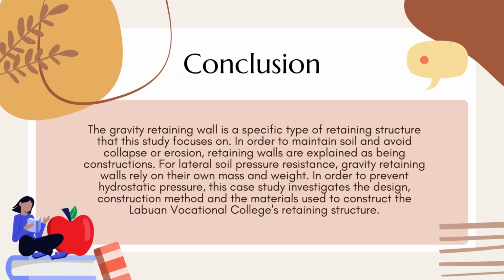So, in conclusion, the gravity retaining wall is a specific type of retaining structure that this study focuses on. In order to maintain soil and avoid collapse or erosion, retaining walls are constructed. For lateral soil pressure resistance, gravity retaining walls rely on their own mass and weight. In order to prevent hydrostatic pressure, this case study investigates the design, construction method, and the materials used to construct the Labuan Vocational College's retaining structure.